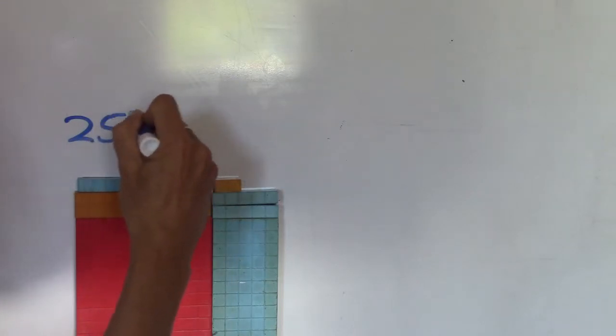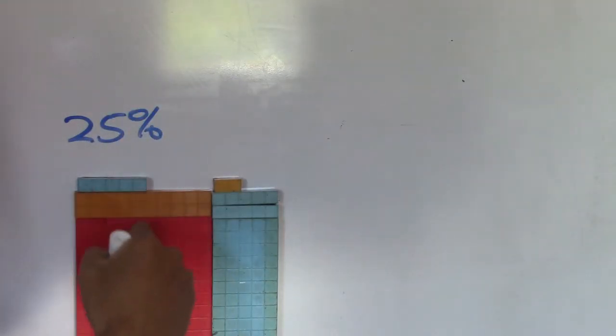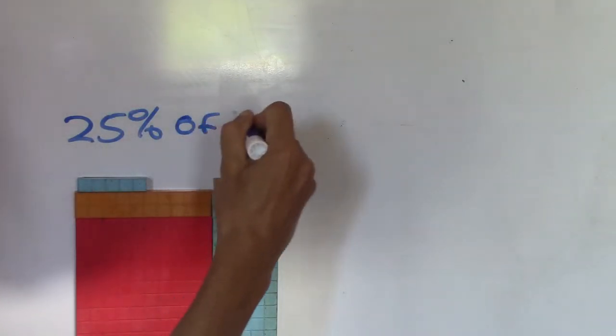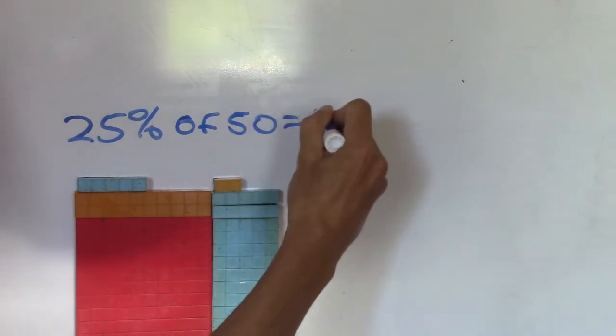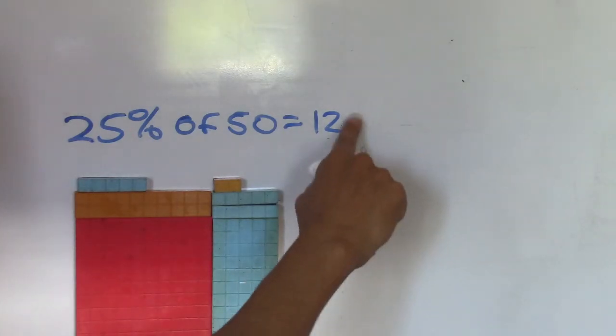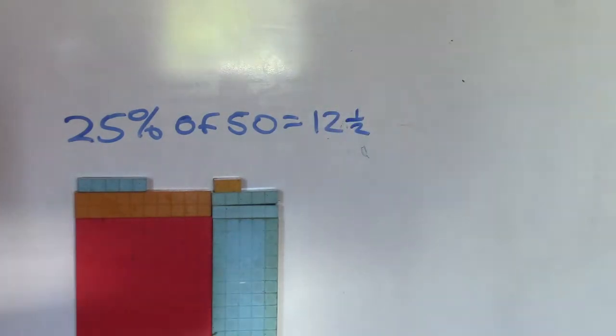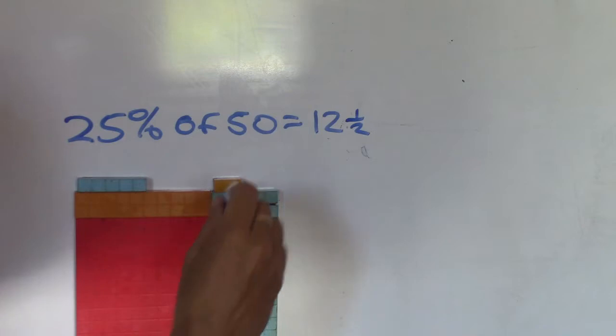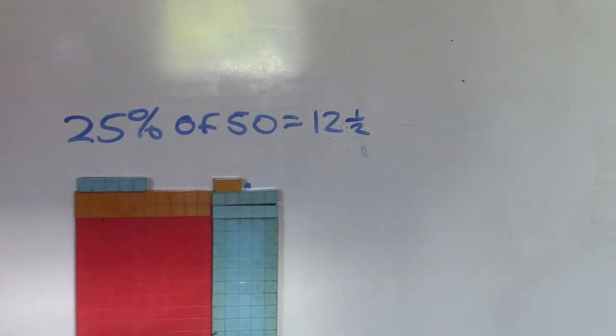All right, so let's write this down in your notebook. 25% of 50 equals 12 and a half. Or I could write 12 and a half of 1, right? Because there'd be a half of 1 right there. Got it? Okay. Was that easy? All right, good.